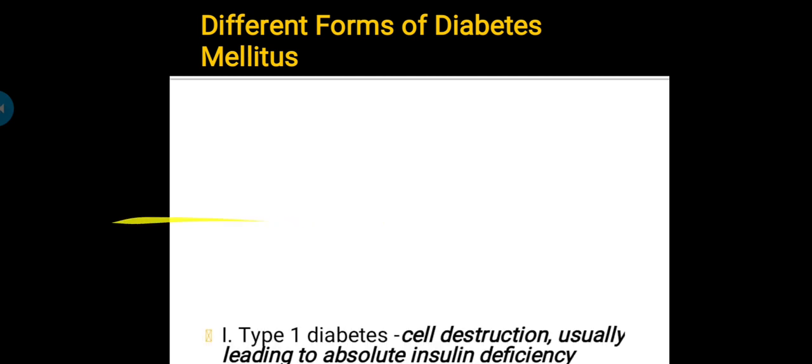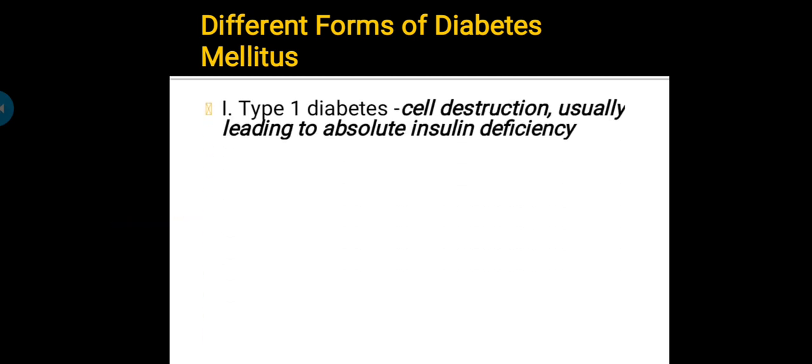There are different forms of diabetes mellitus, as I have mentioned. Diabetes can be due to either an insulin secretory defect or an insulin action defect. Type 1 diabetes is due to a problem in secretion. It is due to cell destruction. What is that cell? Beta cell, of the islets of Langerhans of the pancreas. It is defective, usually leading to absolute insulin deficiency, so there is almost no insulin present in the body.